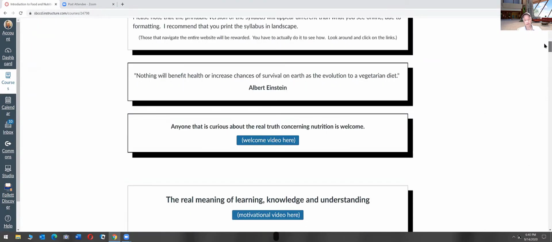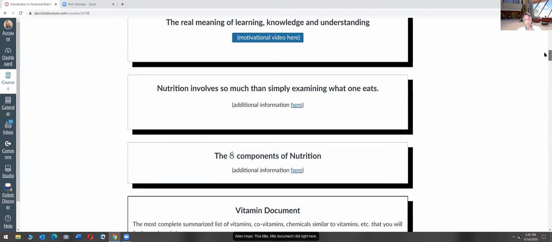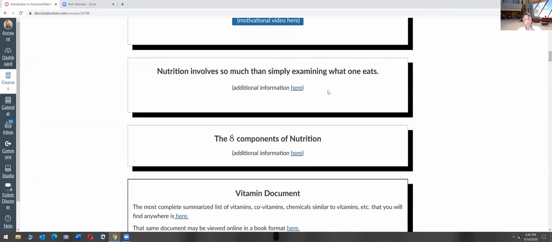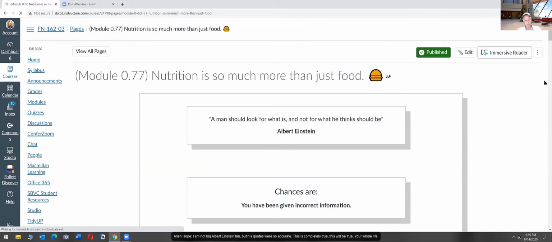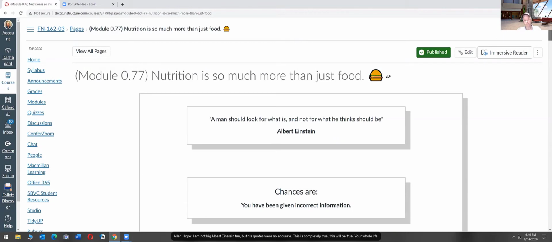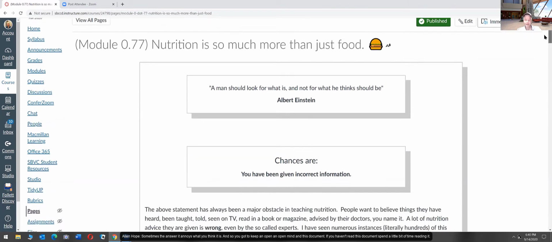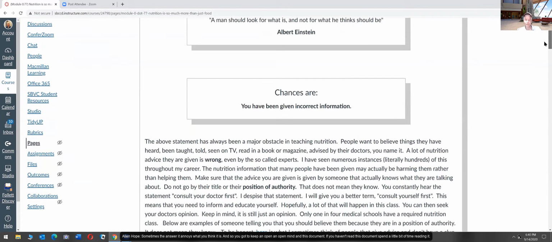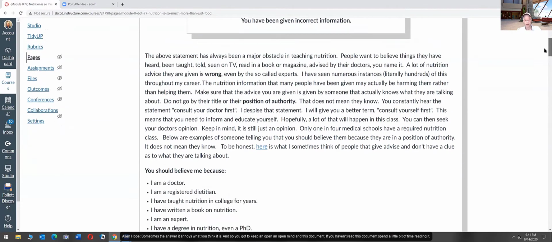So I believe this little document I did right here. I'm not a big Albert Einstein fan, but his quotes were so accurate. This is completely true. This will be true your whole life. A man should look for what is and not for what he thinks it should be. In other words, a lot of people look for whatever they want it to be or what they think the answer is. Sometimes the answer isn't always what you think it is. And so you got to keep an open mind.